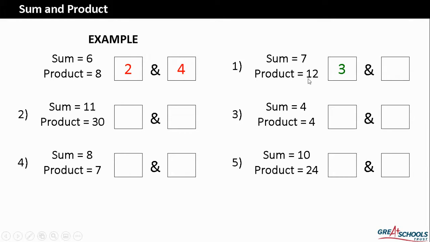What numbers can I multiply together to give me 12? And I think through those and see whether any of them add up to 7. For example, I could think of 1 and 12. If I add those together, it'll make 13. I don't want 13, I want 7. If I think of 2 and 6, if I add those together, that will give me 8. I don't want 8, I want 7. So my next choice would be 3 and 4. 3 and 4, if I add them together, it will give me 7.